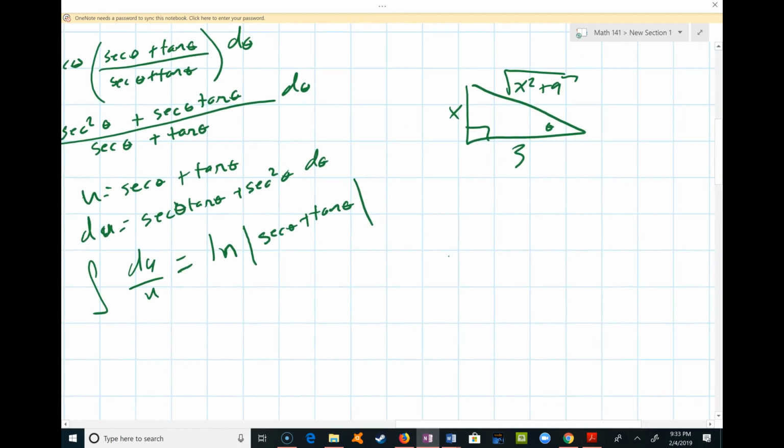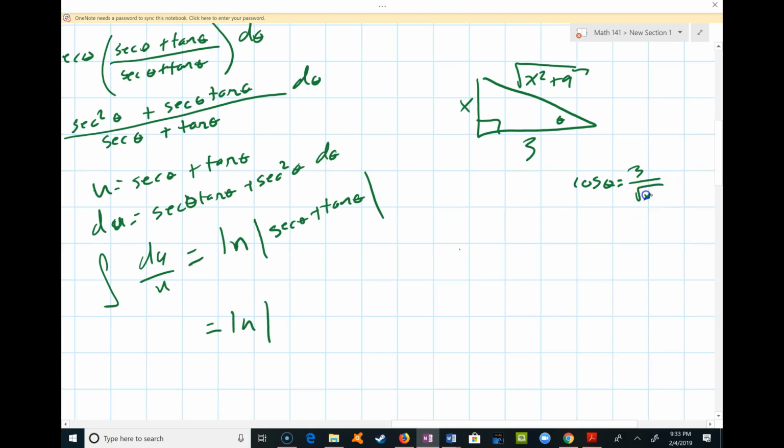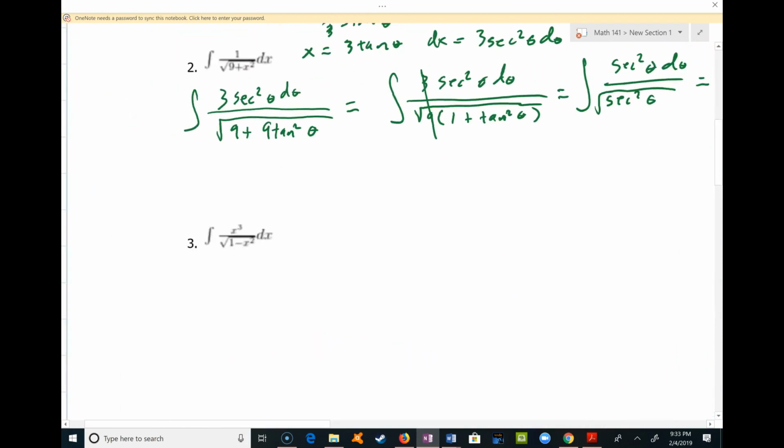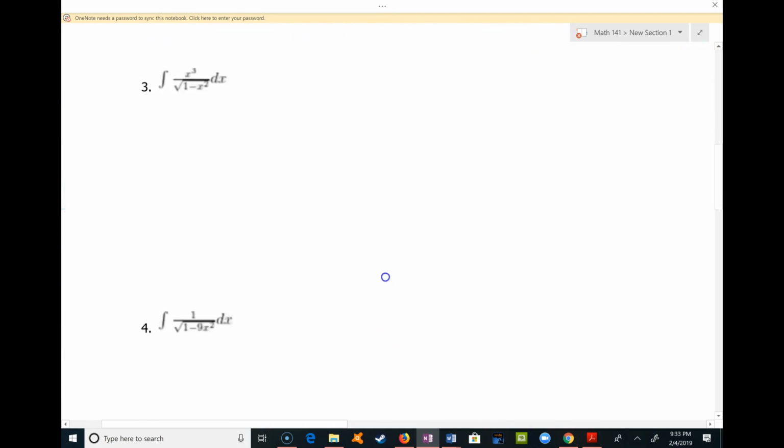So that means the natural log of secant, and remember cosine of theta would be adjacent over hypotenuse, so secant of theta would be that flipped over. So this would be the square root of x squared plus 9 over 3. And then tangent, of course, is just x over 3, as we said earlier. I'm going to put a plus c there. So you can see these trig substitution ones are dandies. We'll keep working at this and see what we come up with.